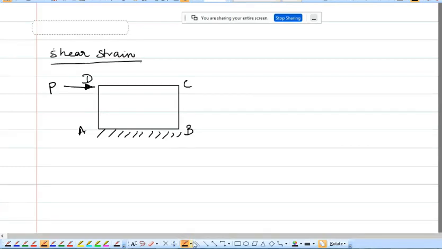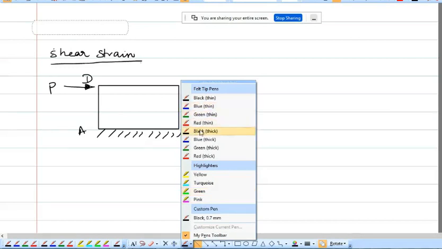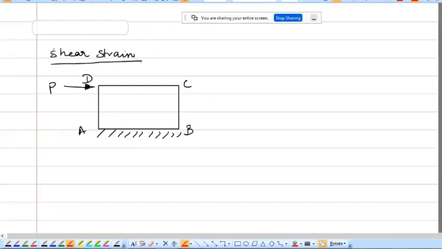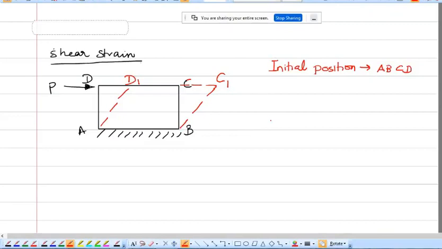Now what happens is the shape of the body changes. So finally you can expect a shape like this, shown in red. This red color line is the position after deformation. Let me name the corner points as D1 and C1. So the initial position was A, B, C and D, and the final position is A, B, C1, D1. So on changing the shape from ABCD to ABC1D1, what happens? The angle changes.